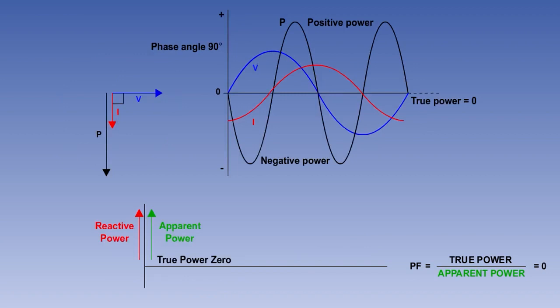In a purely reactive circuit, the phase angle is 90 degrees, the power factor is 0, and no useful work is being done. Circuit designers attempt to maintain the power factor as close to 1 as possible.